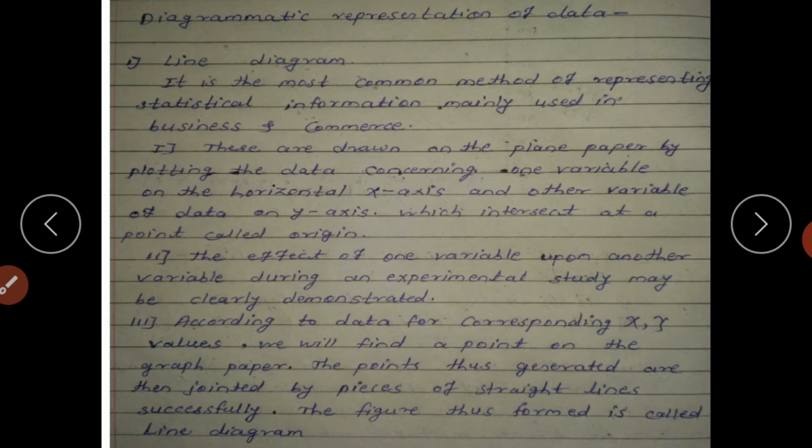Now let's have a look at the diagrammatic representation of data. The first diagrammatic representation of data is a line diagram.